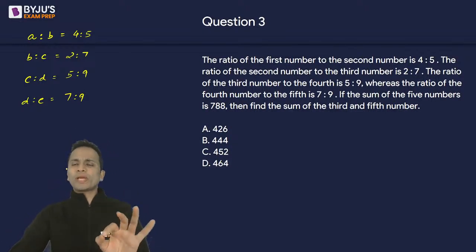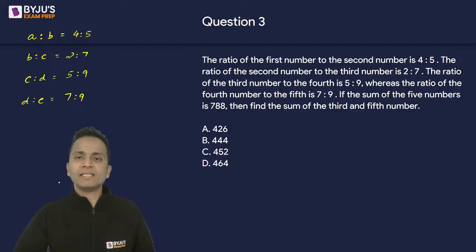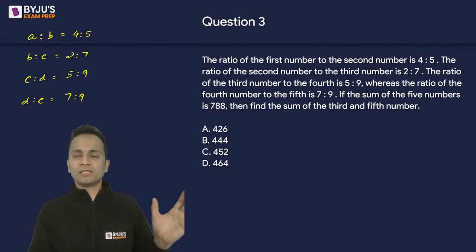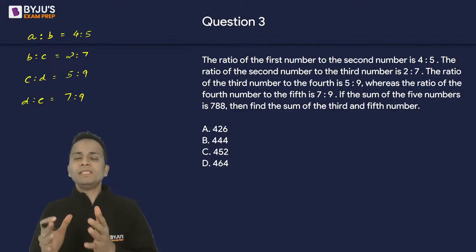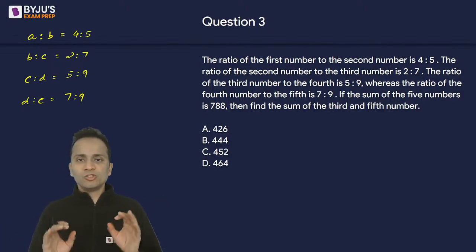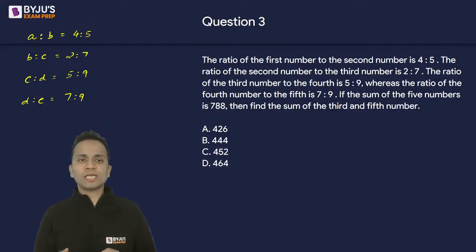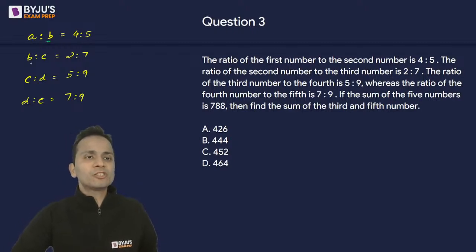Let's understand the quickest way of handling this type of question. First of all, I have to find the combined ratio of A, B, C, D, and E. Five numbers are given, and these ratios are given. So we'll have to merge these ratios. Look at the first ratio. B is common in the first two ratios.